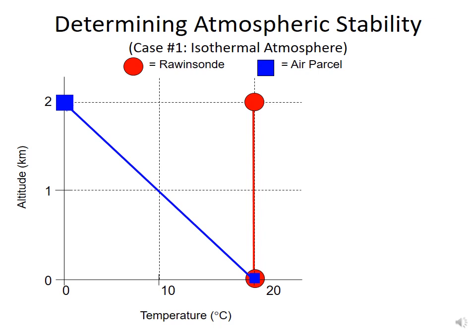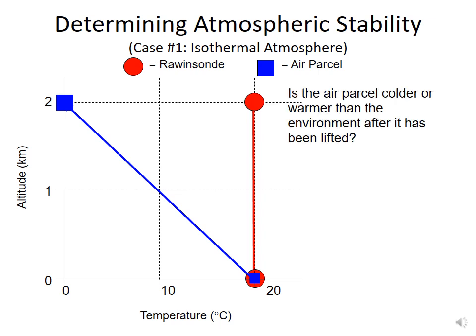And this time we lifted the air parcel 2 kilometers, and since the dry adiabatic lapse rate is minus 10 degrees Celsius per kilometer, if we lift the air parcel 2 kilometers, then its temperature is going to drop by 20 degrees, and its temperature at 2 kilometers is going to be 0 degrees Celsius, which is much colder than the environment at that level. So is the air parcel colder or warmer than the environment after it's been lifted? Colder.